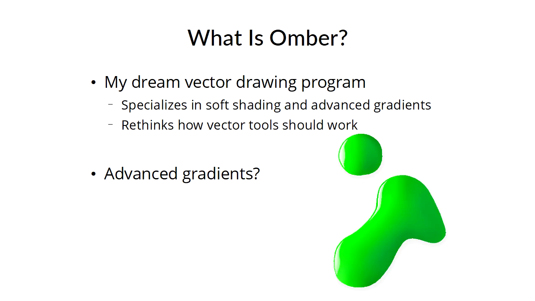The main advance in Omber, though, is a custom rendering engine that specializes in advanced gradients. In Omber, everything is a gradient. Gradients are the fundamental drawing primitive in Omber. And this design gives you the power to make art with complex shading and subtle blendings of colors. To understand the power behind Omber's gradients, though, it's helpful to know how gradients have traditionally worked in other vector drawing tools.